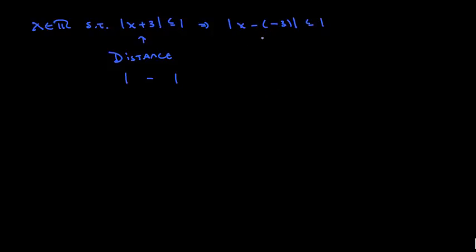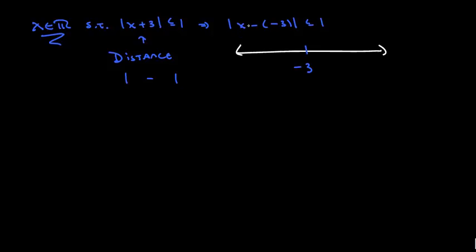So what are we asking for? We're asking for all the values x, which are part of the real numbers, such that their distance from -3 is less than or equal to 1. So let's draw a picture of what that looks like. So where's -3? Well, we'll just plot that on this line here.